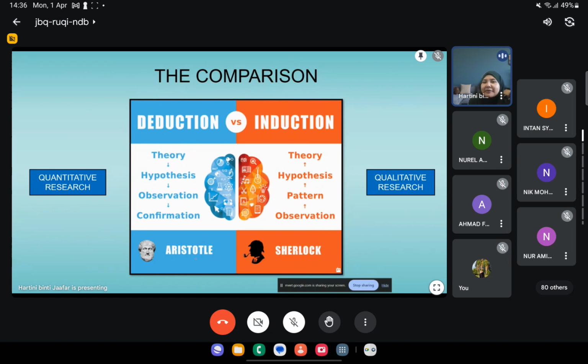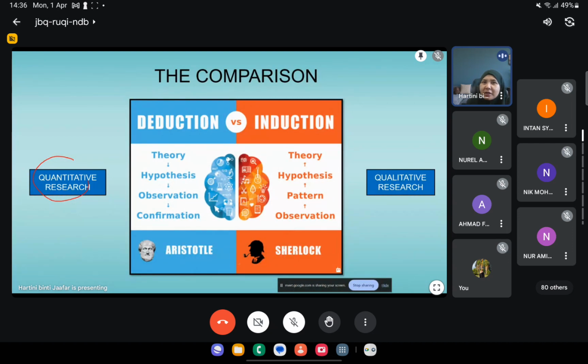So Aristotle ni lah famous for deductive approach. So this is mostly used in quantitative study. You begin with theory, then go to hypothesis, observe and confirm whether the theory is accepted or not, whether the theory can be verified. But for inductive approach, macam induction cooker lah kan, you start with observation.